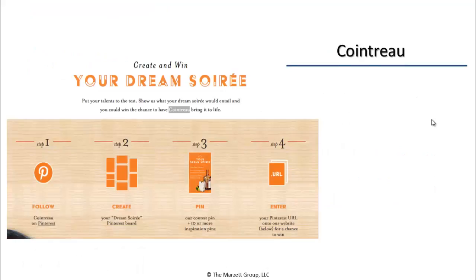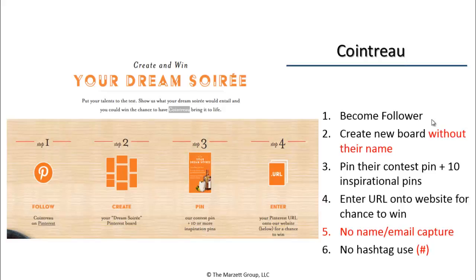Now we're going to go into Cointro, and I'm not sure exactly how you pronounce that, Cointro, but it's a dream soiree. Basically they're giving away a dream party. A dream soiree sweepstakes is what they're calling it. And how they want you to enter, first, again, notice the trend here. They want you to become a follower of all of their boards, not just a contest board. So you have to become a follower of their company.